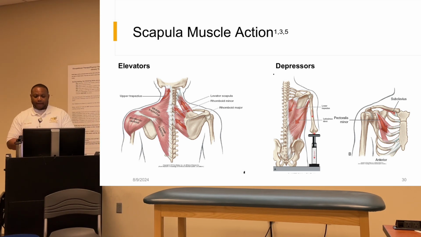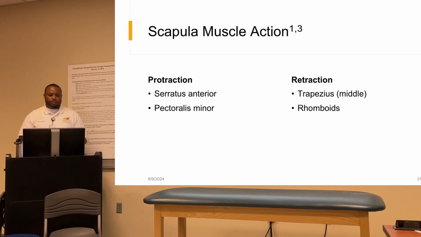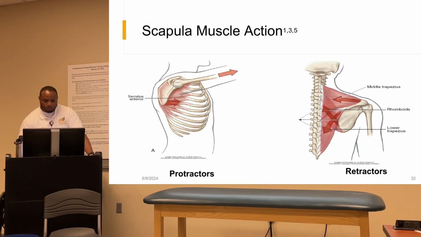And so if you have a tight pectoralis minor muscle, that could be instrumental in limiting overhead mobility because it depresses the scapula. If the scapula is depressed, the person is going to have limitations with overhead mobility. For protraction, the serratus anterior and pectoralis minor are going to contract concentrically to protract the scapula. And for retraction, the trapezius, middle trapezius, and rhomboids are going to retract the scapula.